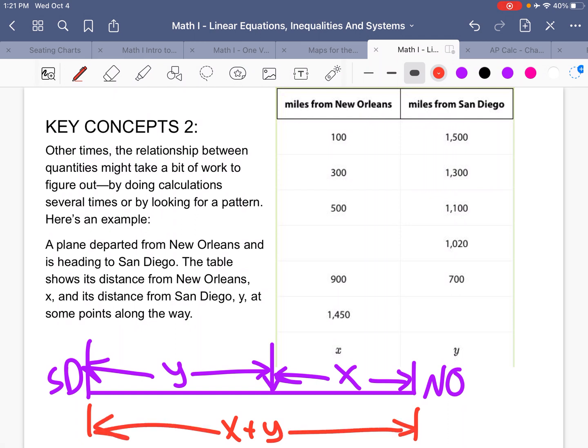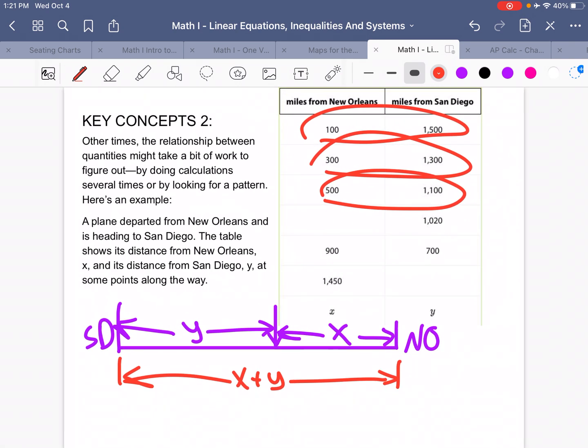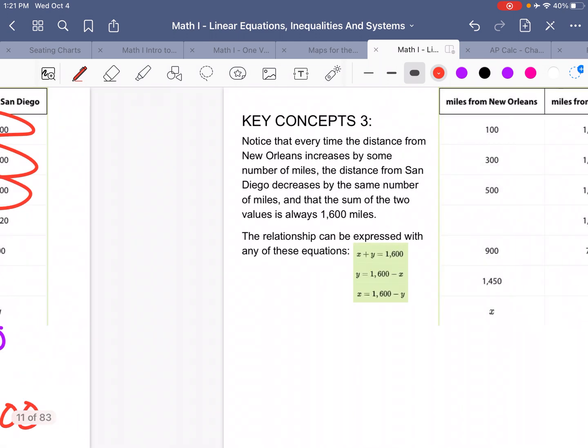Let's go back to our table. What's x plus y? Well, 100 plus 1500, that looks like 1600. 300 plus 1300, that's also 1600. 500 plus 1100, that's also 1600. So I think if I were to write a relationship, I could say x plus y equals 1600.